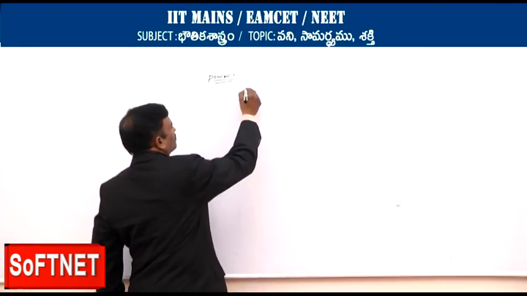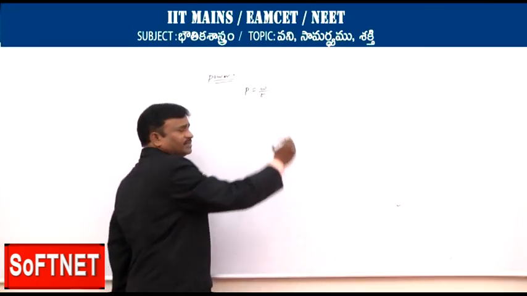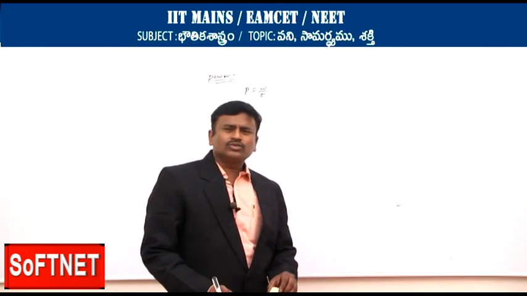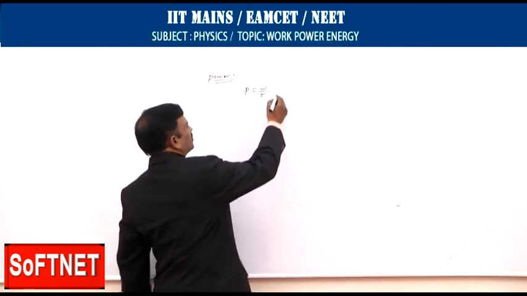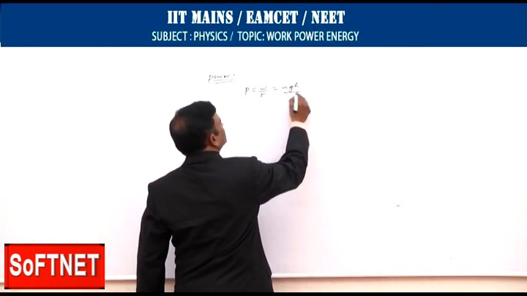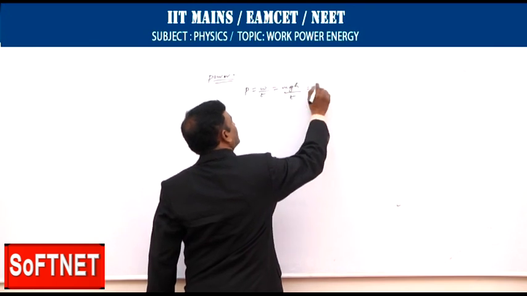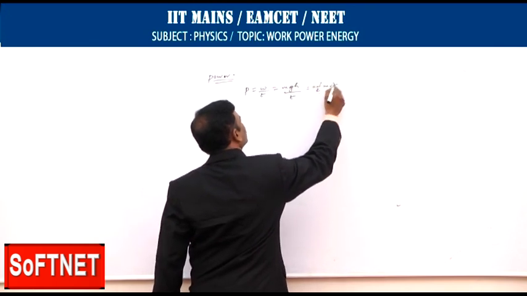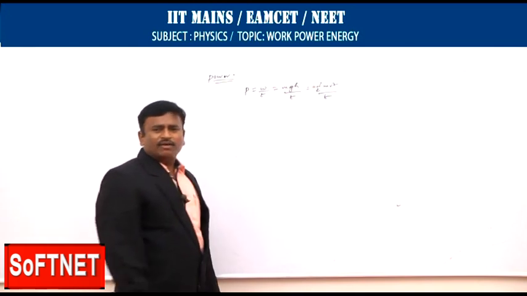So what is power? Power is the work done by time. The rate of doing work is power, you know. So for the numericals, power is nothing but what? Potential energy by time, kinetic energy by time, half mv square by t. Any formula we can use.